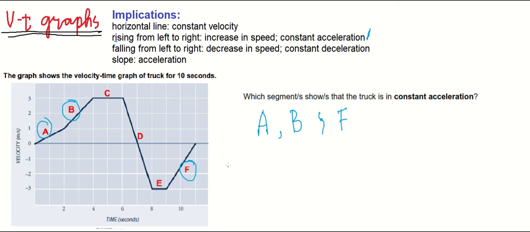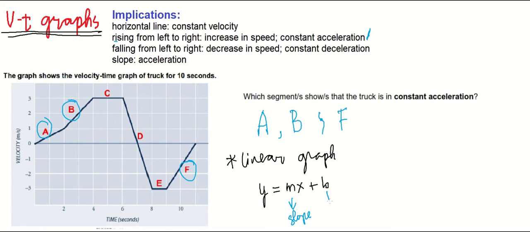If we have a linear graph, we know that it can be written in the form y is equal to mx plus b, right? Wherein m here is the slope, and then b here is the y-intercept. This is the slope-intercept form, if I'm not mistaken, for a linear graph. A linear graph can be represented into this kind of equation.